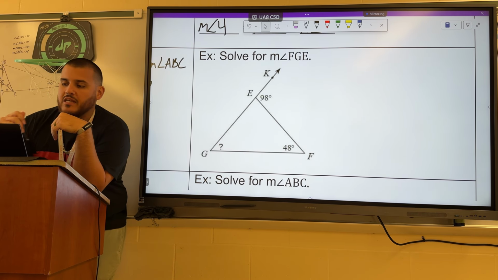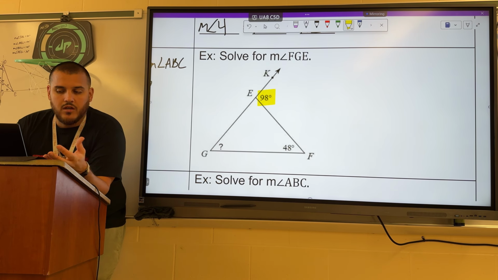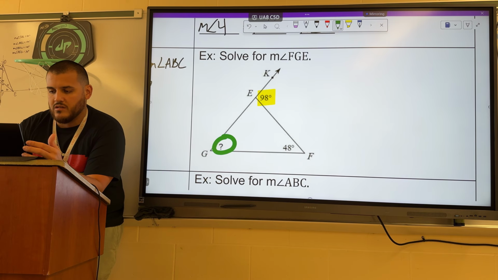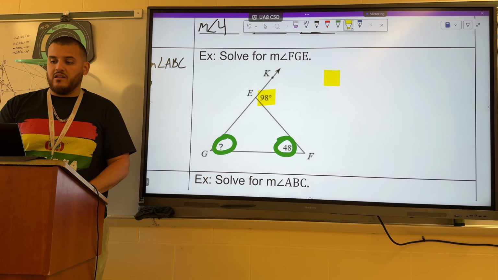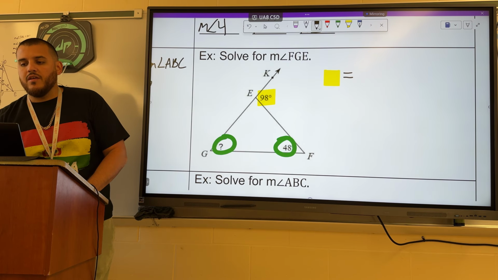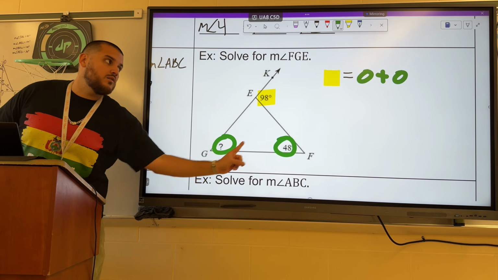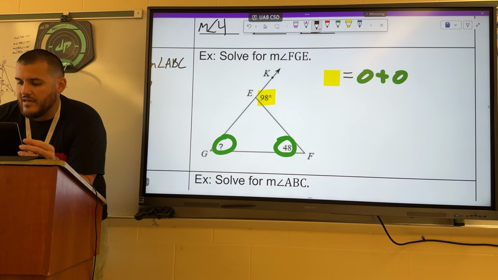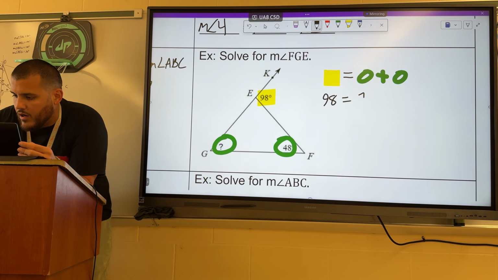For our next few examples, I'm going to give you this little added visual to help. The exterior angle I'm going to highlight in yellow. Hopefully it's obvious, it's the 98 here. Those non-adjacent interior angles, I'm just going to circle in green. So the question mark and the 48. All right, and our exterior angle theorem says that exterior angle will equal the sum of the non-adjacent interior angles. So outside equals these added together. Again, we're just subbing these values into that theorem. So we have 98 degrees as our exterior angle equal to our missing angle plus 48.